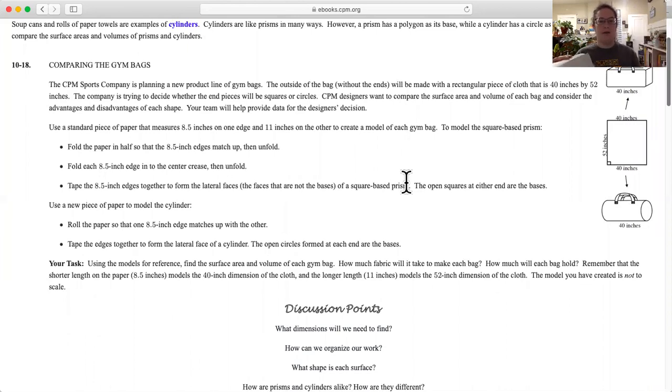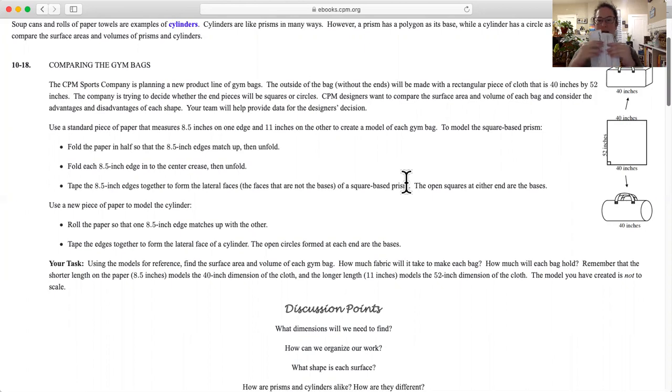So what you're going to do is take your paper, and it tells you right here, you're going to fold the paper in half so the 8.5 inches match up. The standard paper is 8.5 by 11 inches. So it's in half like this, and then unfold. And then it says fold each 8.5 inch to the center. So you're folding them to the center.